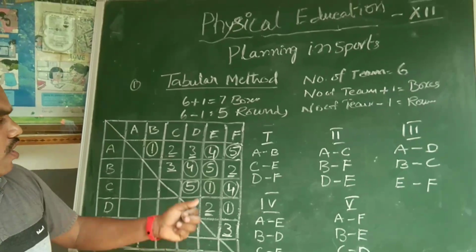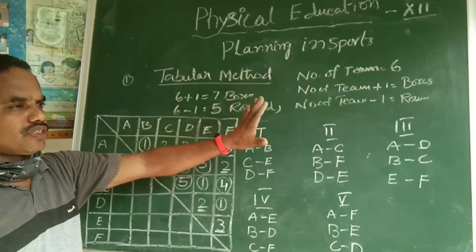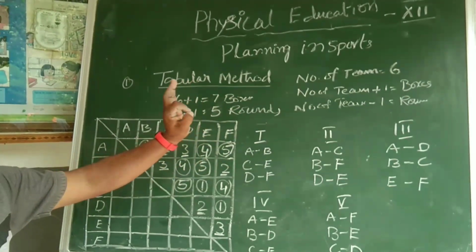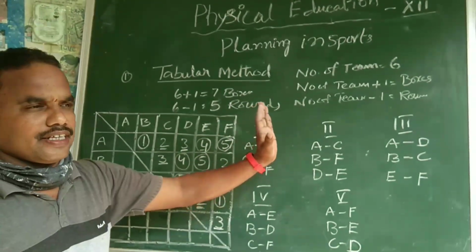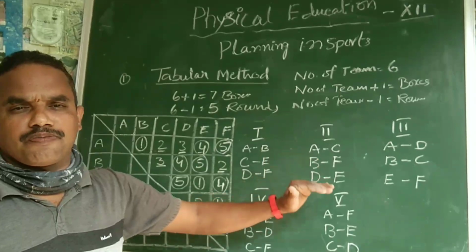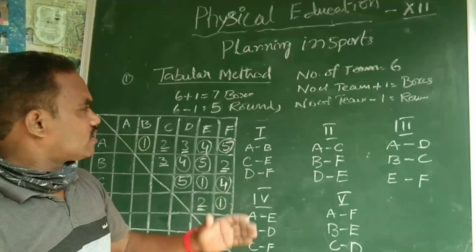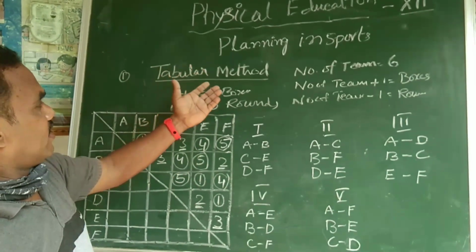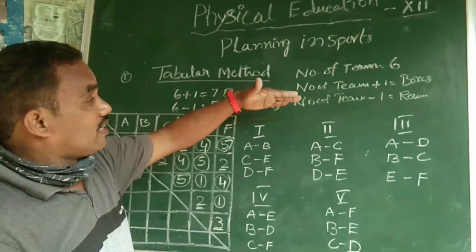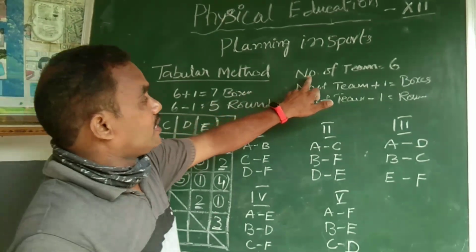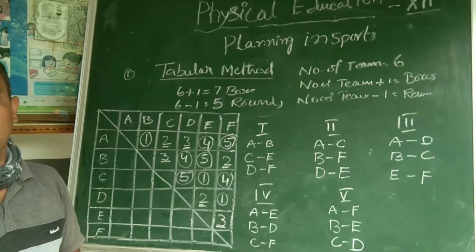In the table, all the team A, B, C, D, E, F teams, and number of teams, and you have to write winning team, there are 2 points, losing teams, there are no points, that's a 0, and the match tie or draw, it's go for 1 point. Based on that, you can make the winners. This is the tabular method in the league, and with the tabular method league is the even number teams. If it is the odd number teams, let's go for another video.